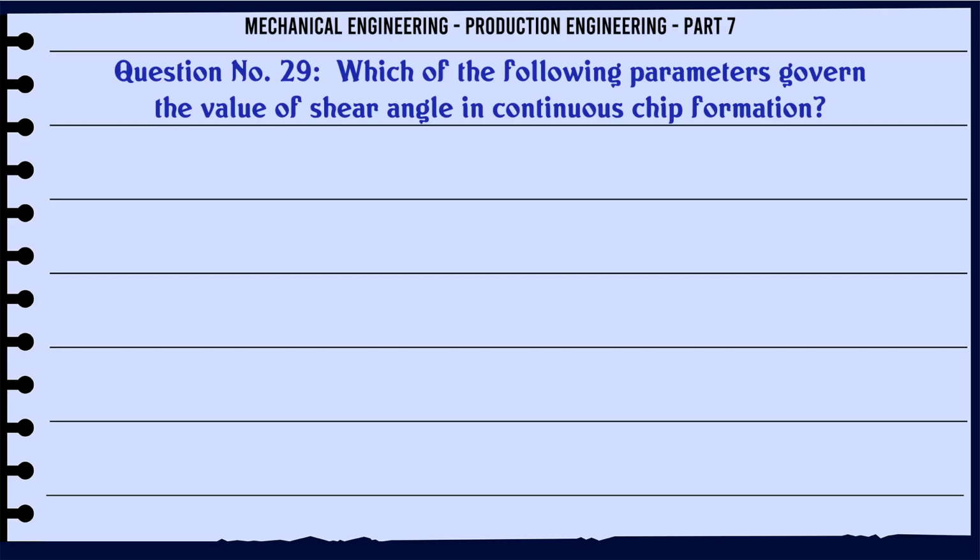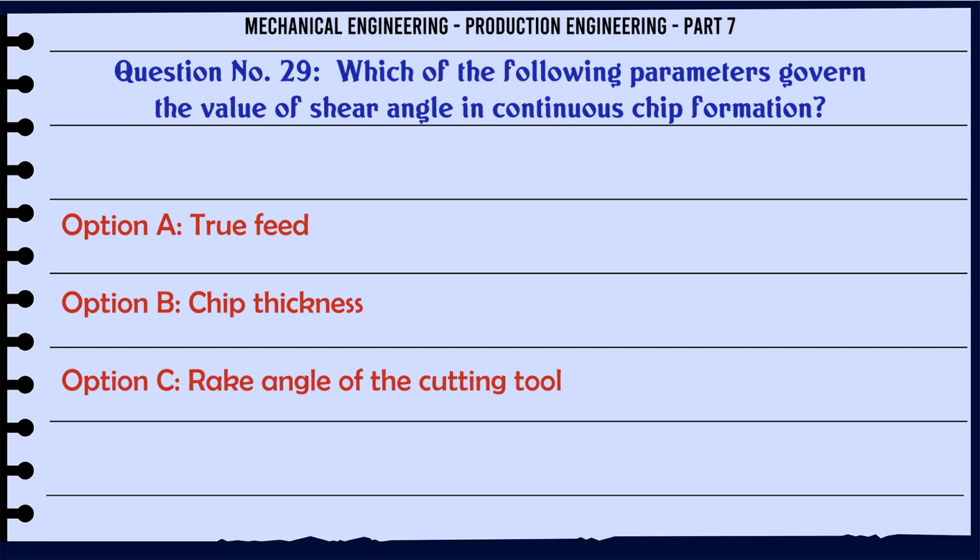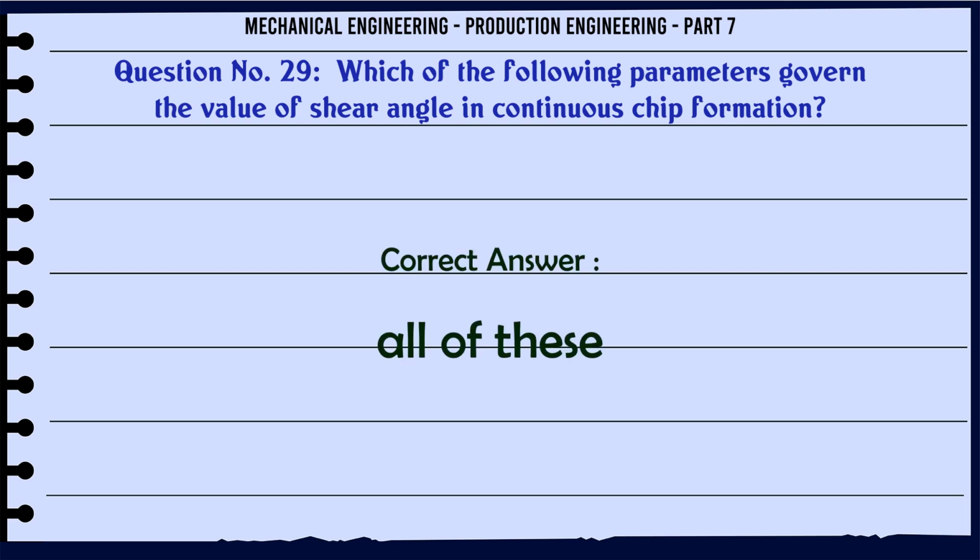Which of the following parameters govern the value of shear angle in continuous chip formation? A. True feed, B. Chip thickness, C. Rake angle of the cutting tool, D. All of these. The correct answer is all of these.